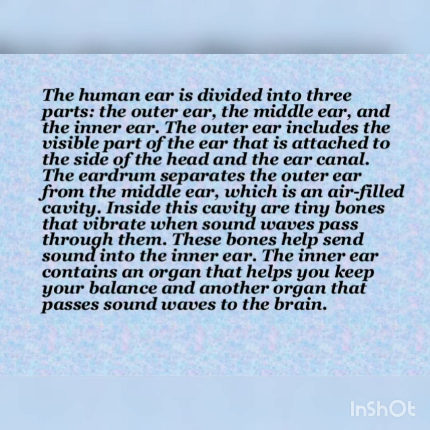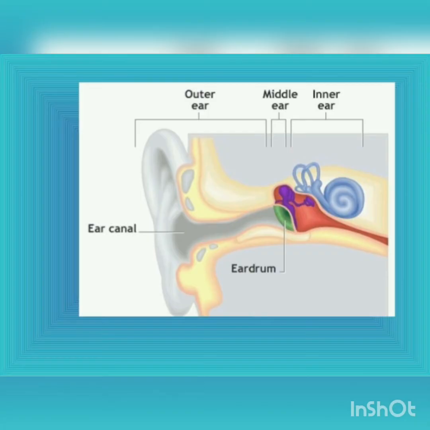Inside this cavity are tiny bones that vibrate when sound waves pass through them. So these bones help send the sound into the inner ear. The inner ear contains an organ that helps you to keep your balance, and another organ that passes sound waves to the brain. Okay, children?